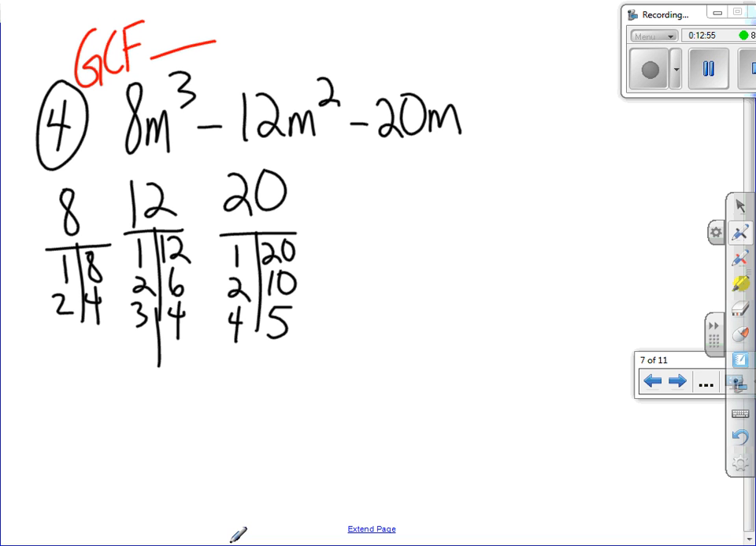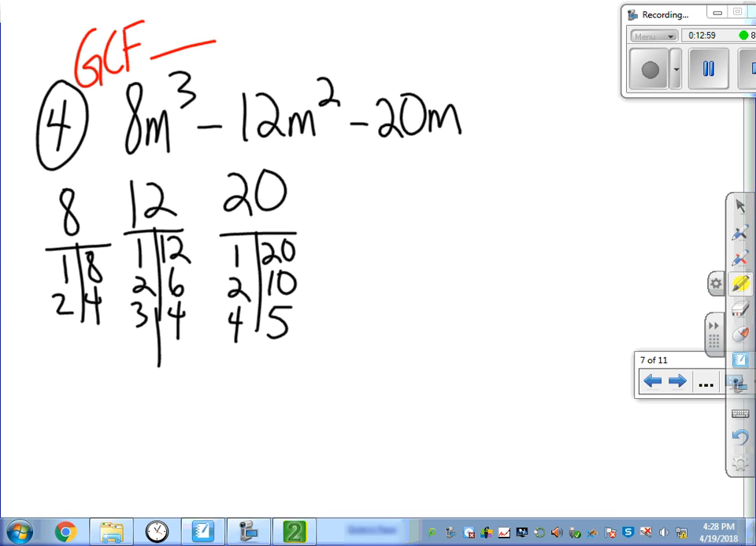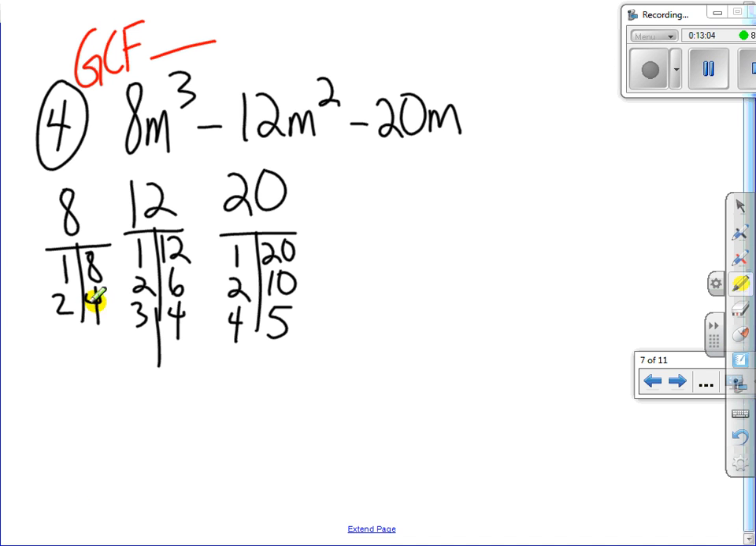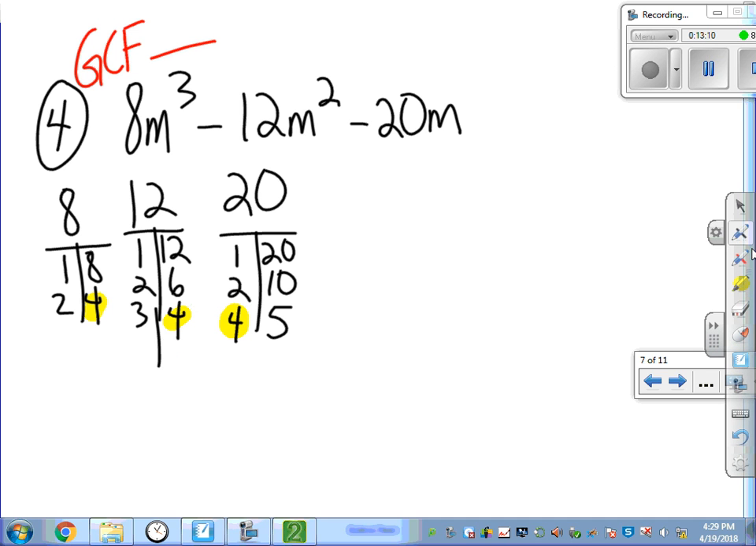Now you compare the 3 charts. What's the number that's the biggest that's the same to all 3? Are you thinking 4? Fabulous. 4 is correct. Very good. You are wise. All right, so our GCF starts off with 4, but can we take out some letters?